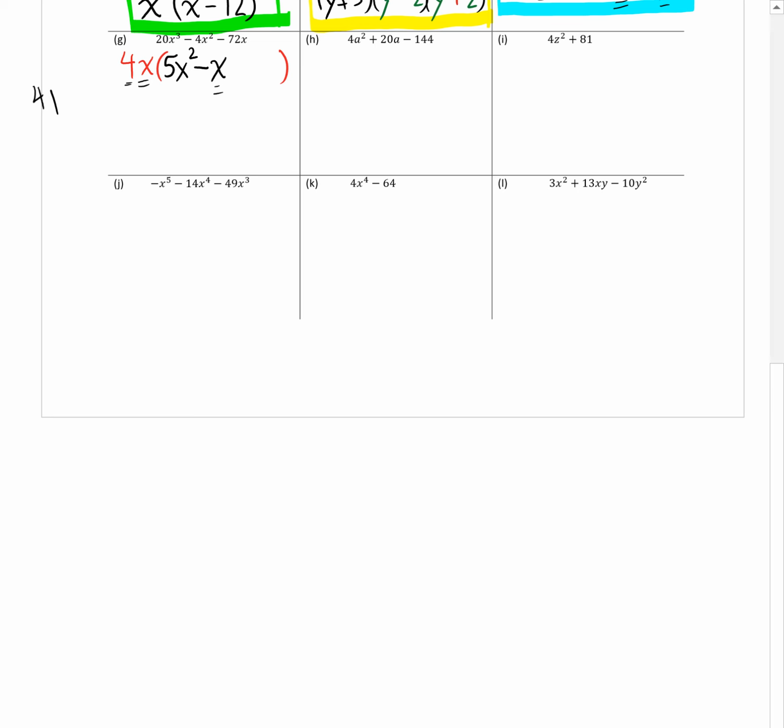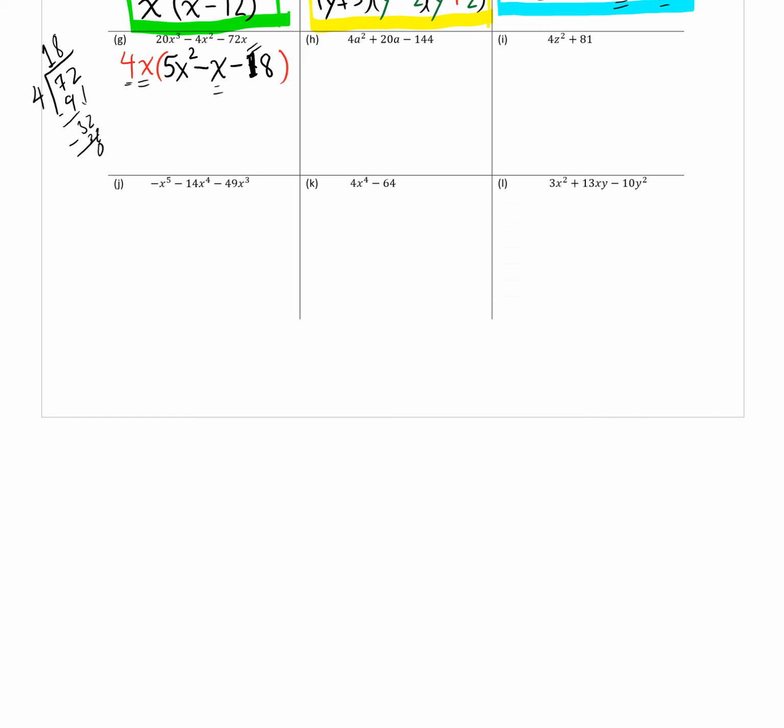Well, I'm not really sure. I'm not really familiar with 4 divided into 72, so I'm going to try it. Or, 4 times what is 72? Let's see, that would be 18, I guess. Okay, so it must be minus 18, since you want to multiply 4x by something and get a negative value. So what we're left with in the parentheses there is 5x squared minus x minus 18.